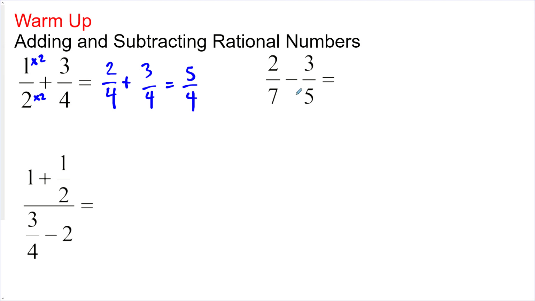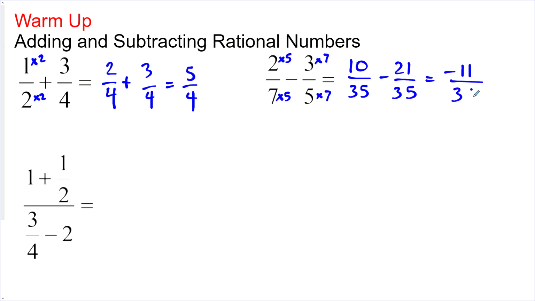We prefer them. Next one looks like our lowest common multiple for our denominator here is 35. So multiply top and bottom by 5, multiply top and bottom of this one by 7. It'll be 10 over 35 minus 21 over 35, and that's negative 11 over 35.